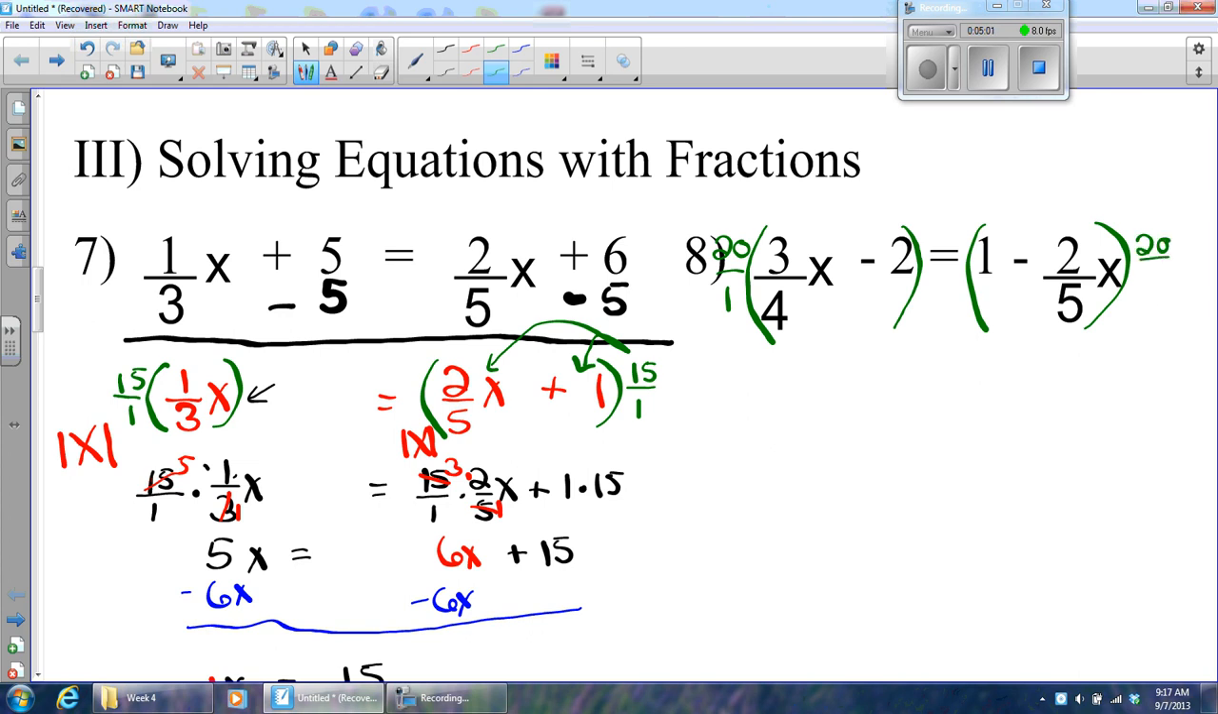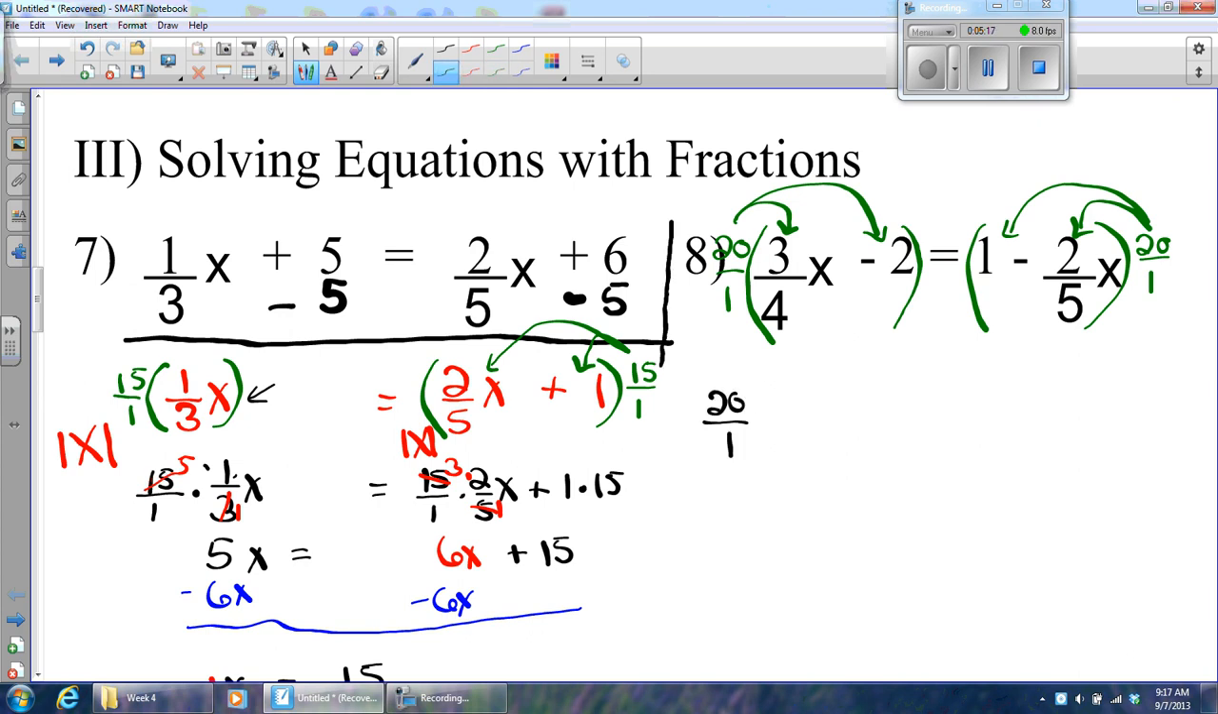Okay, now I got to remember to distribute. I got to multiply the 20 times the 3/4 x and the 20 times the -2 and the 20 times the 1 and the 20 times the -2/5 x. So I'm going to write out what the multiplication looks like. I'm going to have 20 over 1.